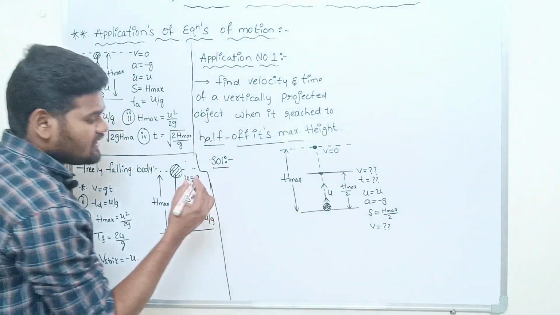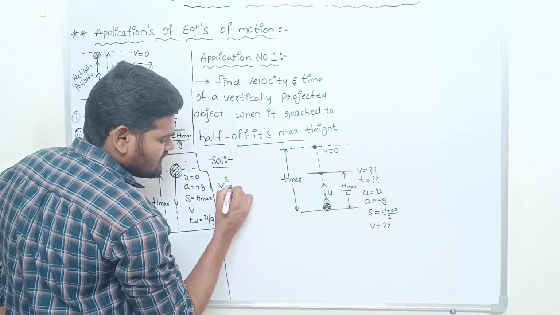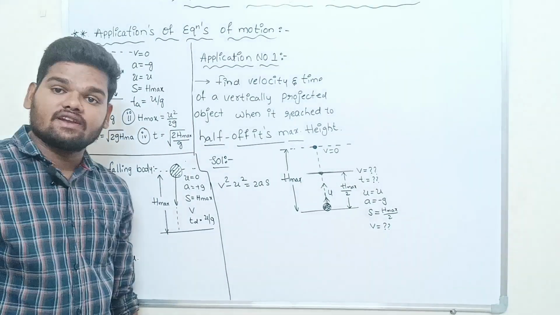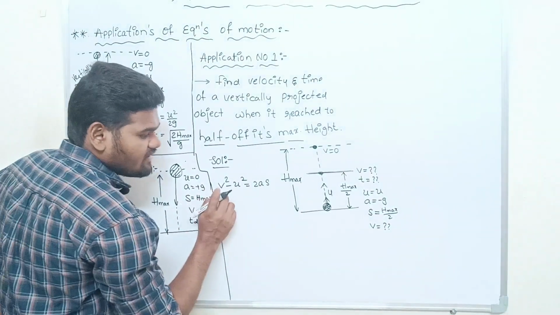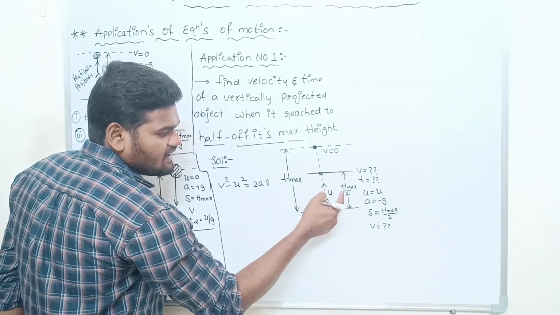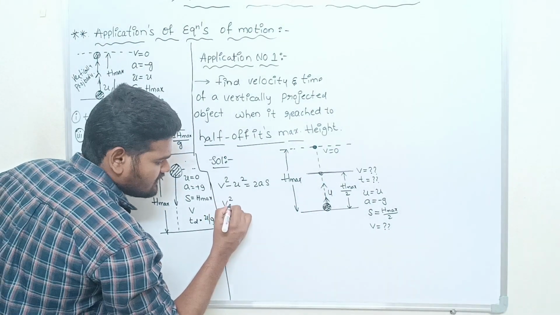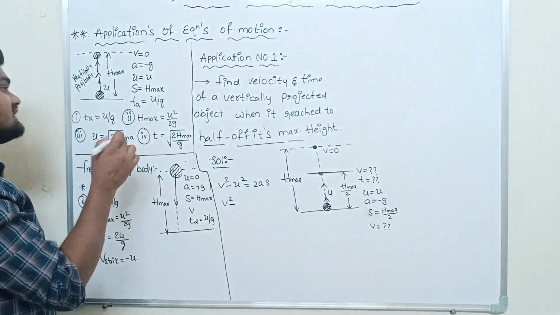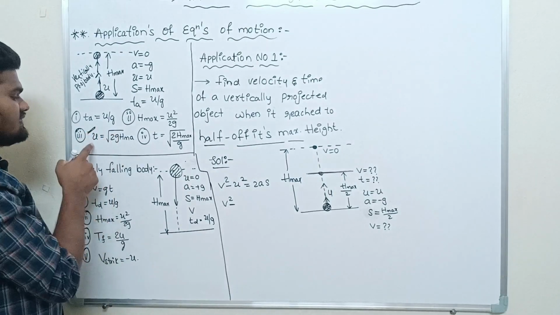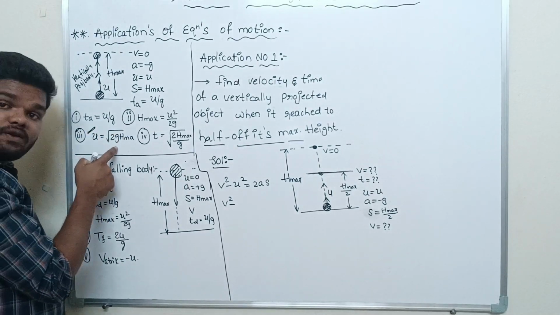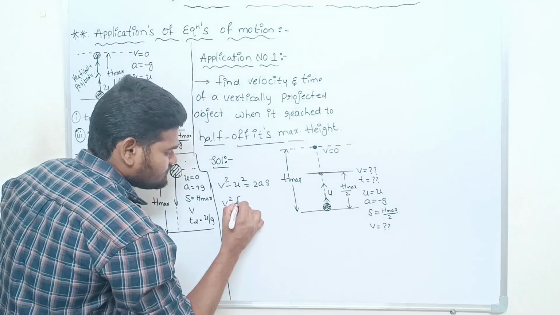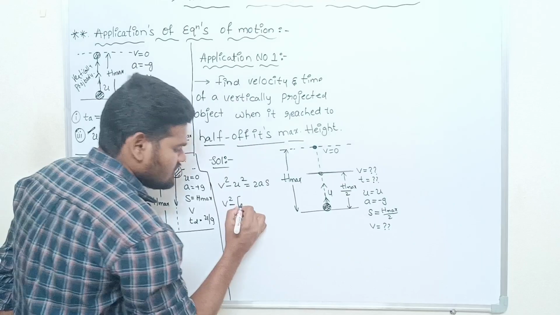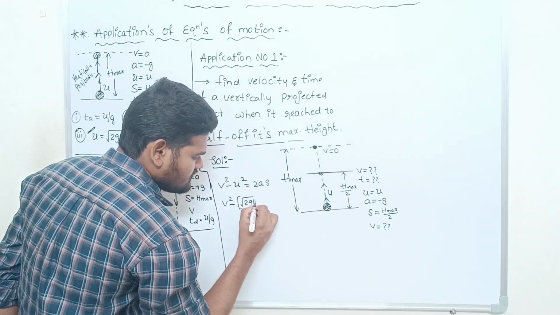Have a look. I'm taking the third equation of motion: v square minus u square is equal to 2as. What we have to find is the velocity of the object at h maximum by 2. Whenever we project an object vertically upward, what is its initial velocity equation? u is equal to under root 2g h maximum.